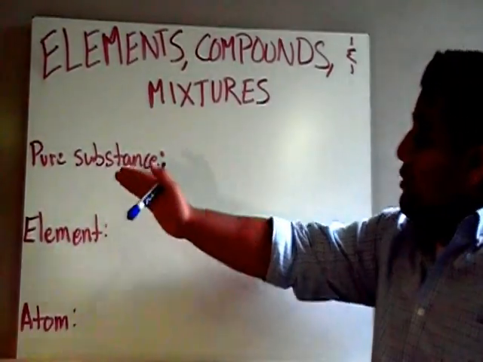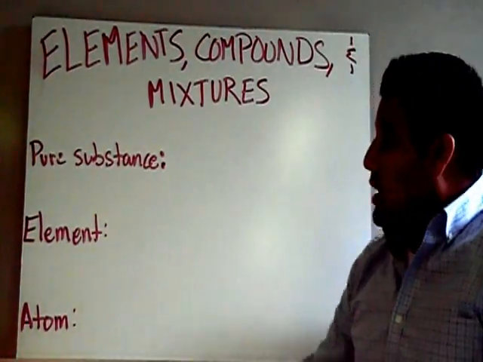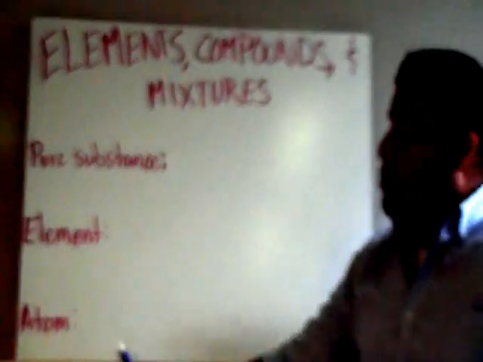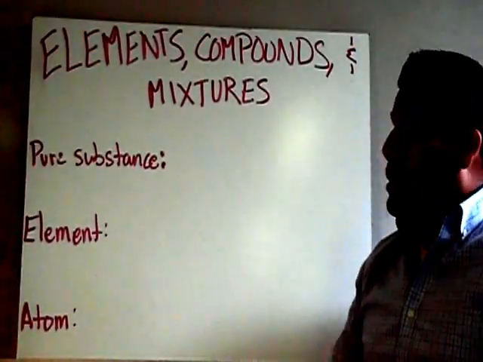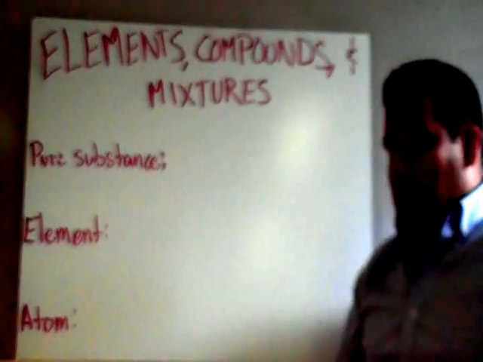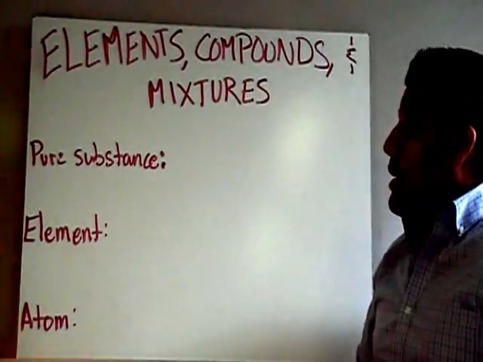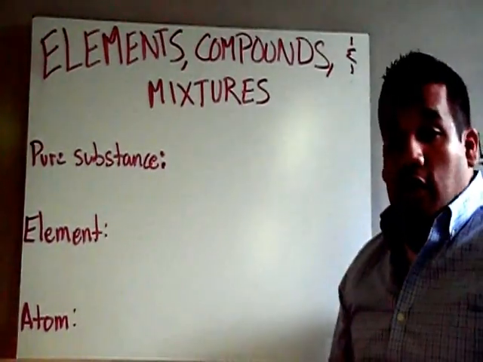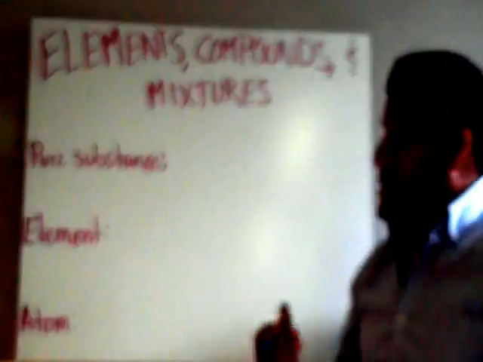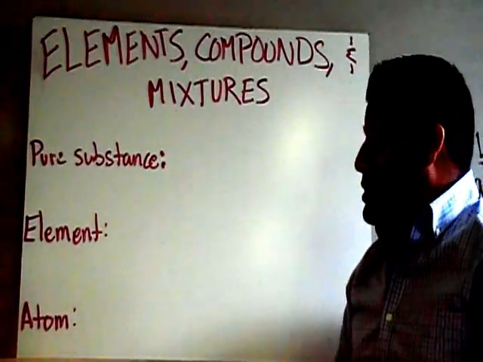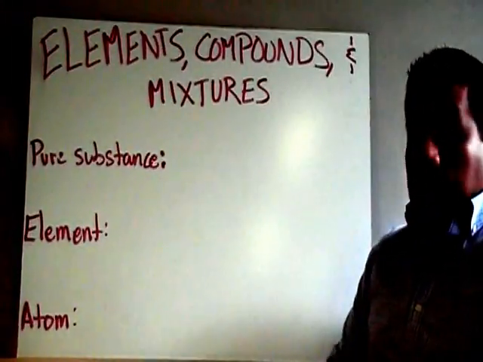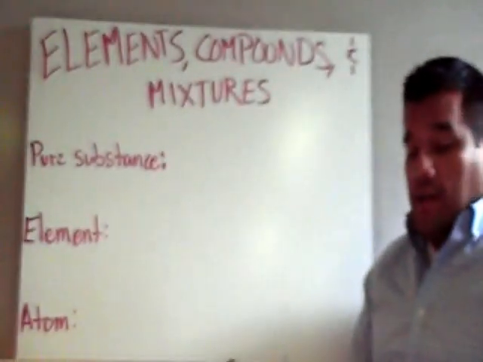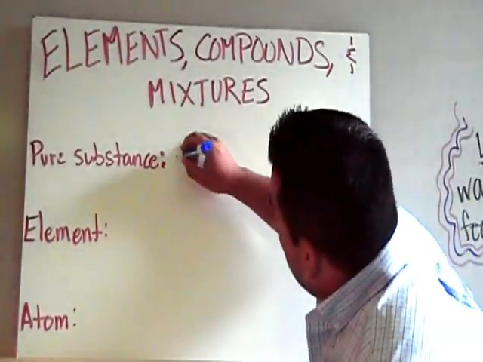Before we get started, we need to go over these vocabulary words. We have pure substance, element, and atom. You've heard some of these mentioned before, and during this video you're going to hear them quite frequently. But I want to make sure that we have a common definition so that you know what I'm saying when I say element or atom or pure substance. So first, pure substance.